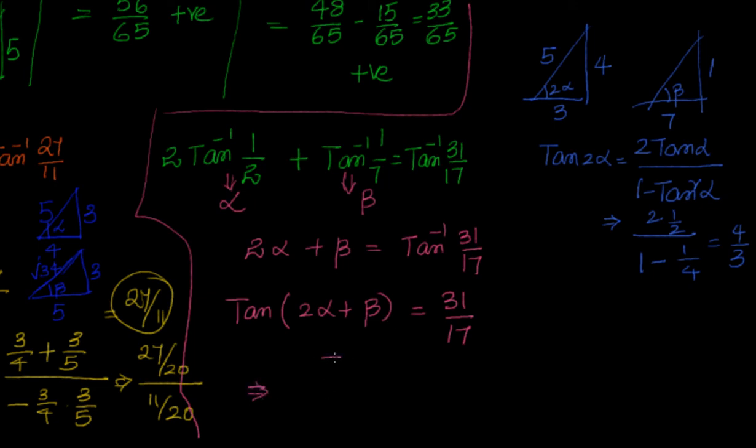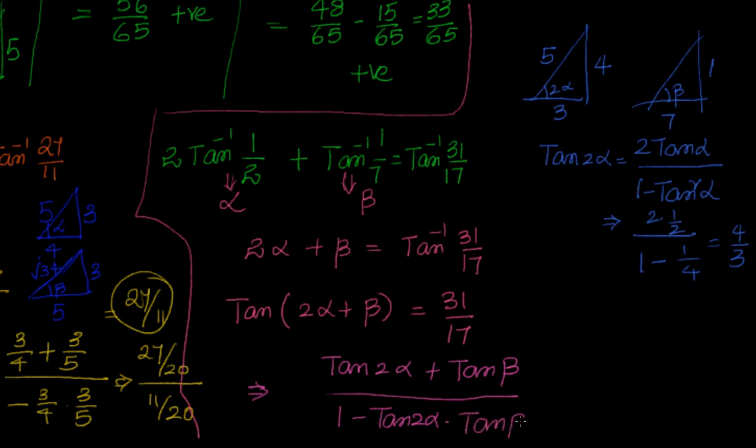Tan 2 alpha plus beta is tan of 2 alpha plus tan beta by 1 minus tan 2 alpha into tan beta. You can check that. Tan 2 alpha, we got it as 4 by 3 plus tan beta is 1 by 7, divided by 1 minus 4 by 21. Now if you simplify that, you will get it as 31 by 17.